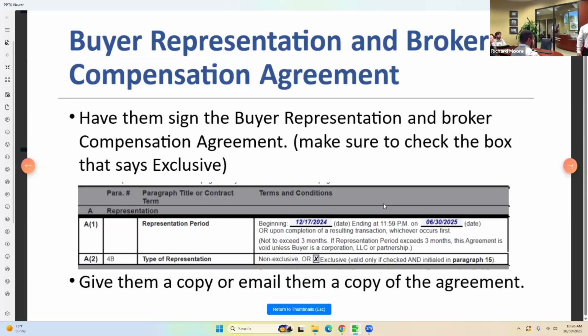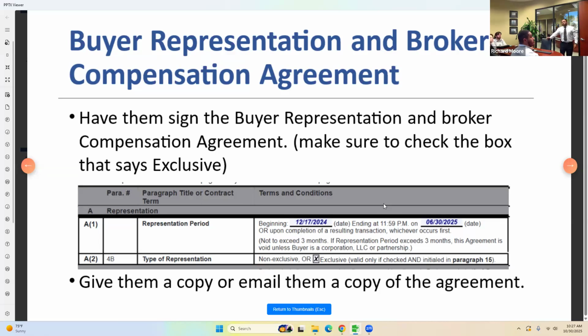And you want to make sure to always check the box that says exclusive. That means that if they submit an offer through another agent, you're still going to get paid if they close, because they're working with you exclusively. But if you don't check that, and they submit an offer through another agent and they have one of these signed with another agent, you don't get paid. So make sure that box is checked.